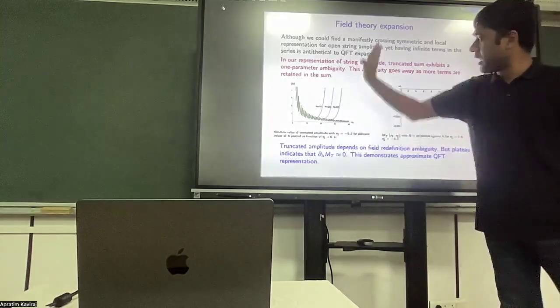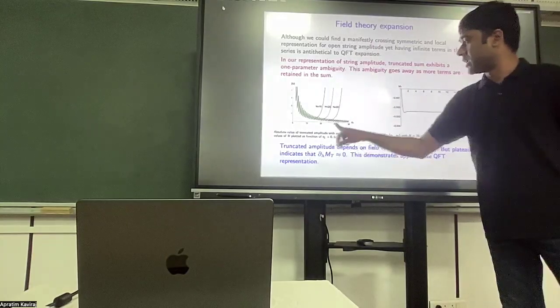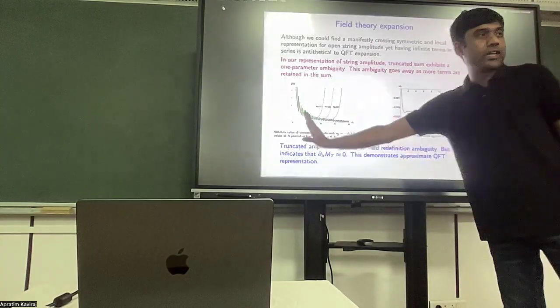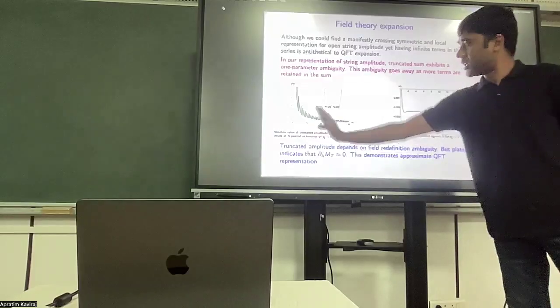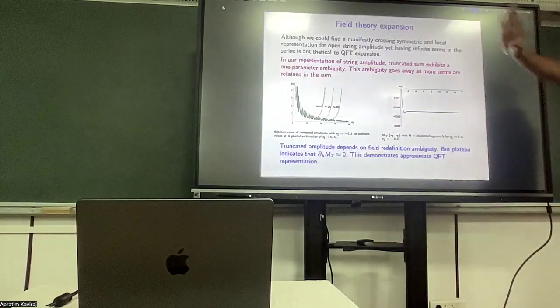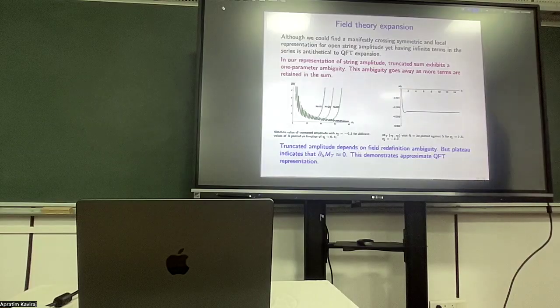Similarly, if we set the truncation to n equal to 20, then below 20 units of energy scale of center of mass energy, it's a very good approximation. It gets almost the actual value.